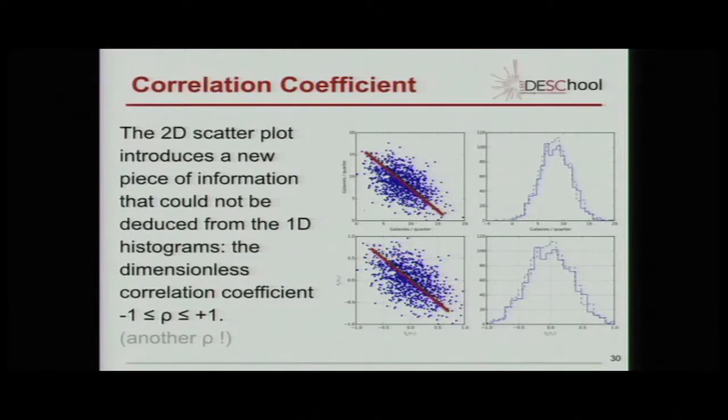But when you look at the scatter plot, there's a new piece of information which you could never deduce just by looking at the one-dimensional histograms. And that's the correlation between those. It's usually summarized with a correlation coefficient, a dimensionless number between plus and minus one. Unfortunately, we've got a lot of rhos and a lot of deltas floating around in this business. So that's a completely different rho.